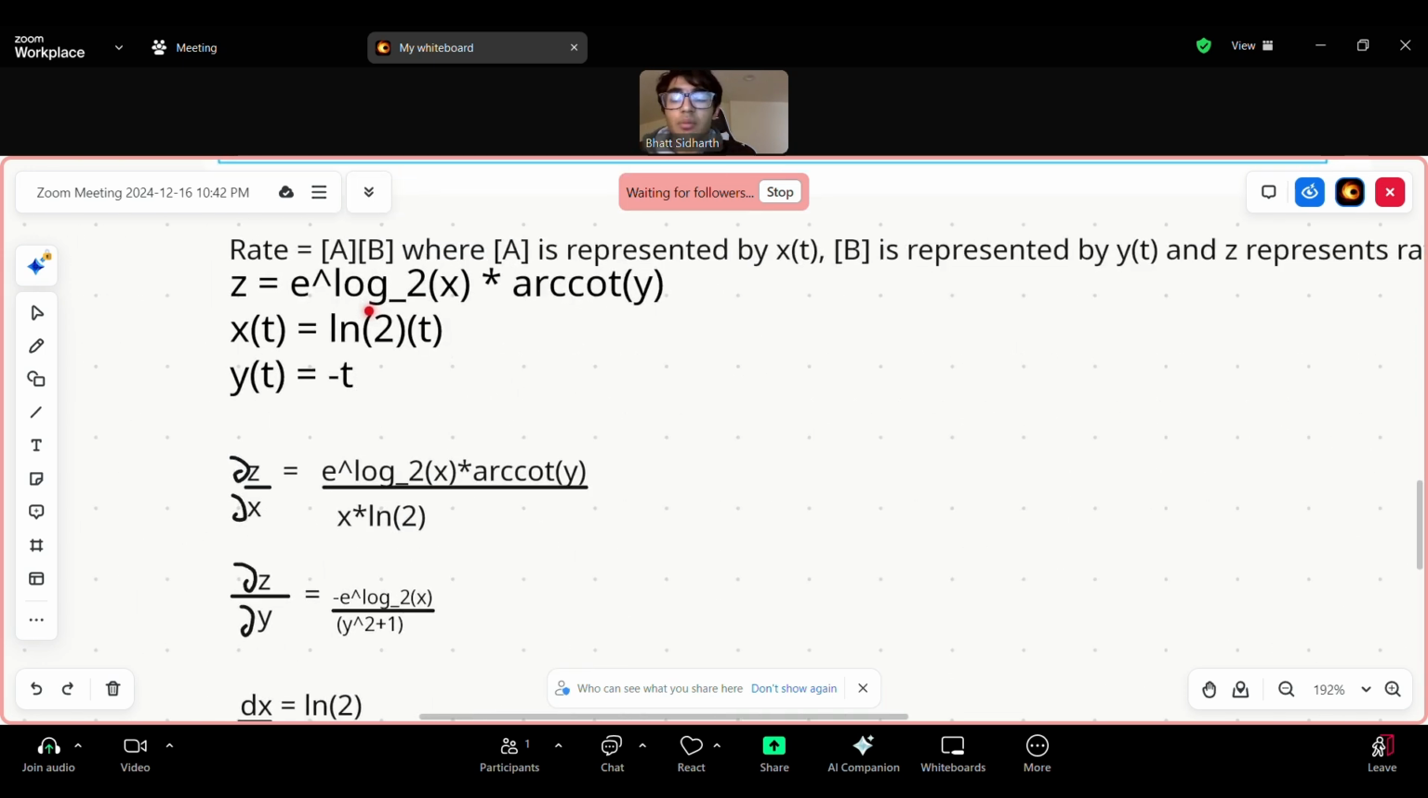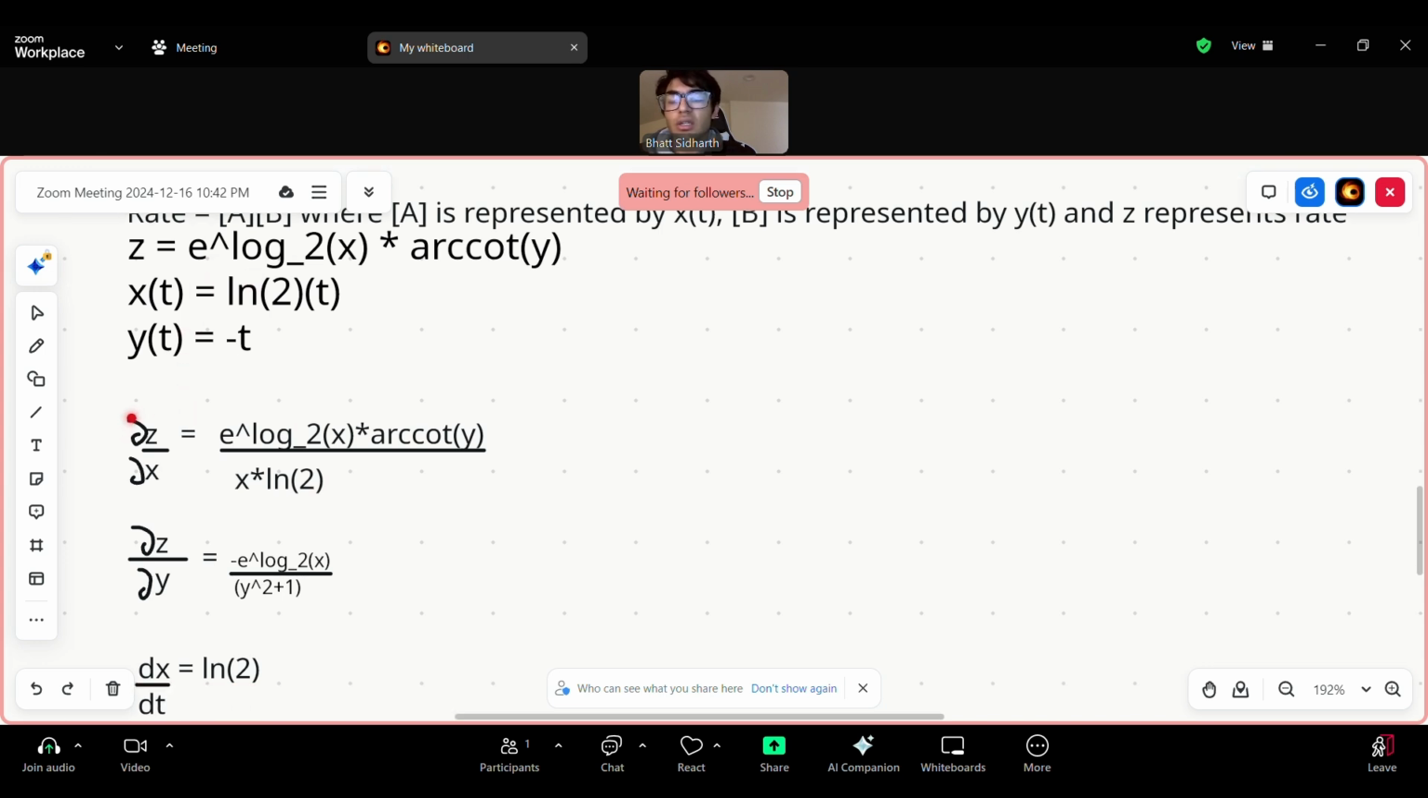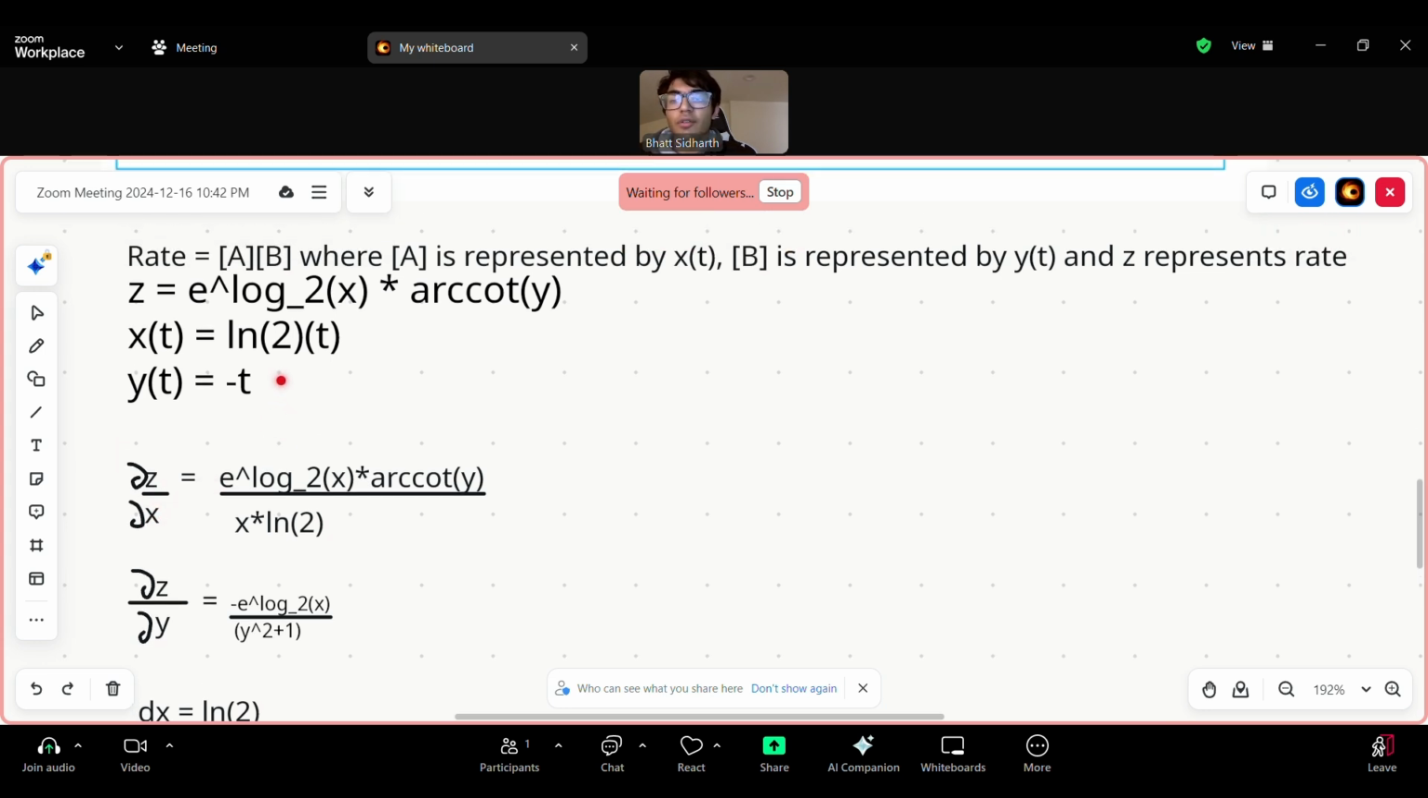So for this specific problem, how do we use the multivariable chain rule? First, we need to differentiate z in terms of partial x. We can just take the partial derivative of z with respect to x. And here we need to be careful that since we're doing a partial derivative, we do not care too much about y, and we treat it as a constant. So that just goes over here.